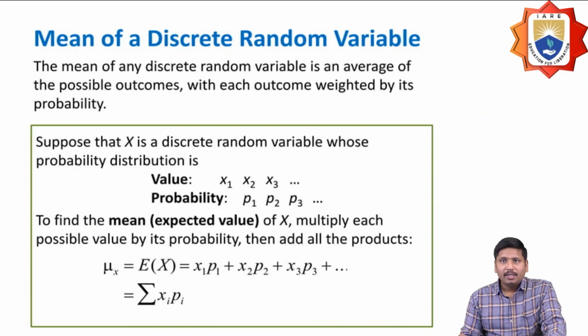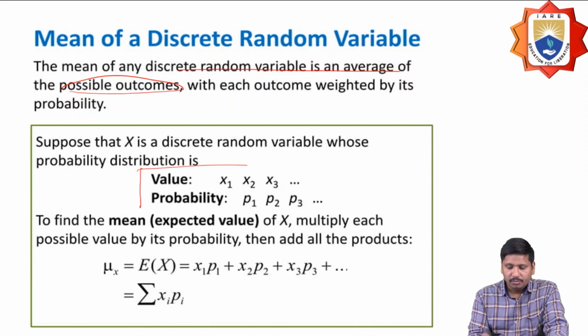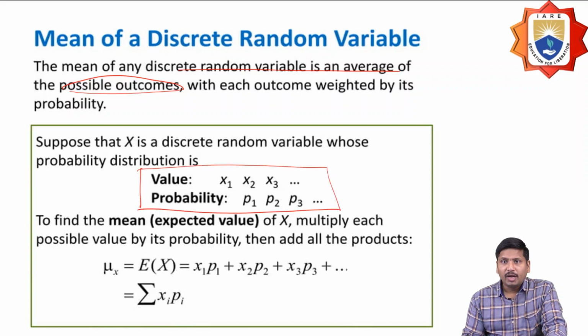Then how do I calculate the mean of the discrete random variable here? The mean of a discrete random variable is the average of all possible outcomes, where each outcome is weighted by its probability. Suppose X is a discrete random variable whose probability distribution has values x1, x2 and x3 and probabilities p1, p2 and p3. We have to find the mean, or expected value.